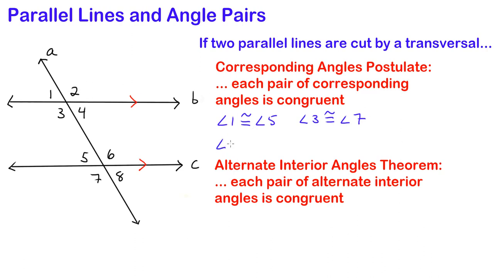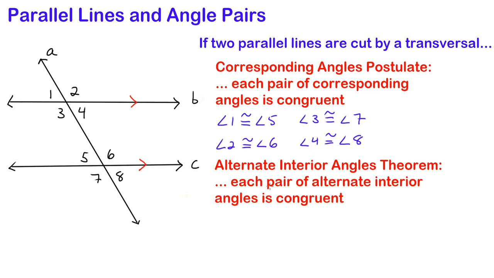So angle 2 is congruent to angle 6. And angles 4 and 8 are to the right of A and below their lines. So angle 4 is congruent to angle 8.